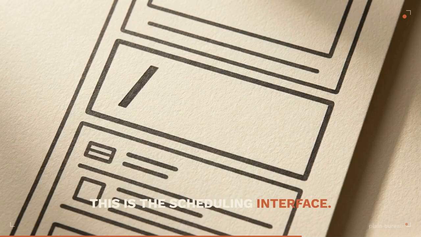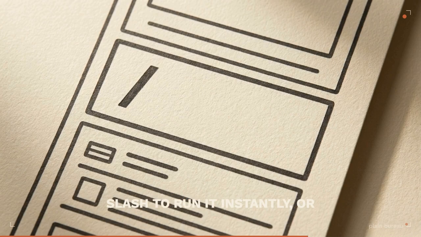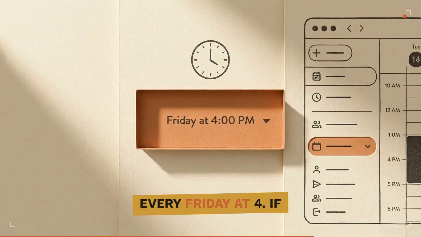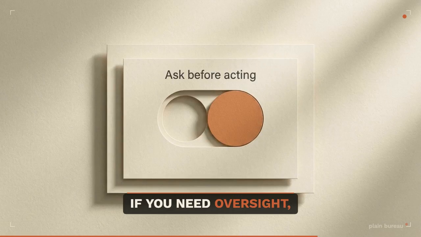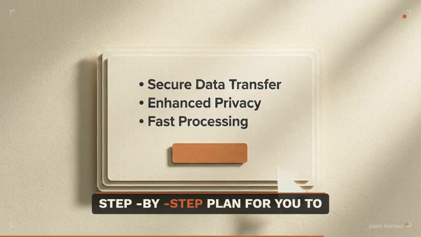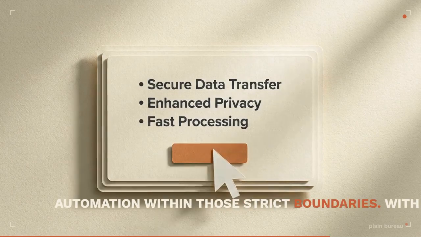This is the scheduling interface. Once saved, you can type a / to run it instantly, or click the clock icon to schedule an automatic run for every Friday at 4. If you need oversight, use the Ask Before Acting mode. Claude will write out a step-by-step plan for you to approve before it executes the automation within those strict boundaries.